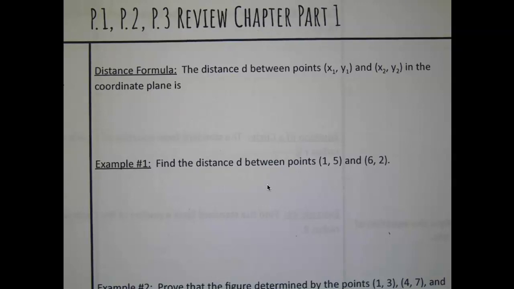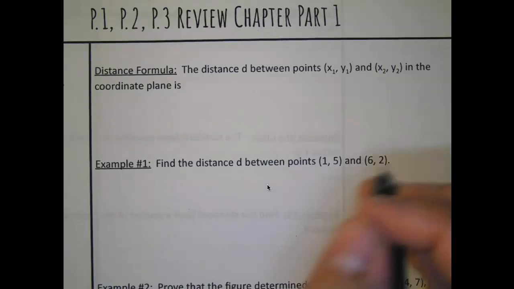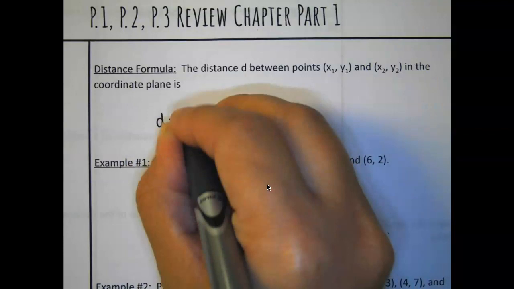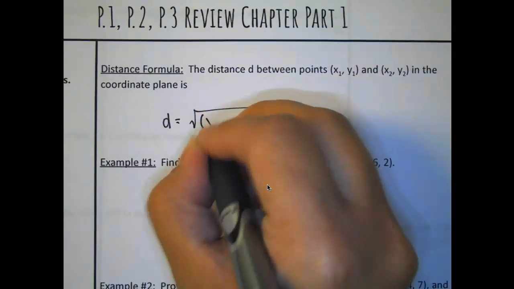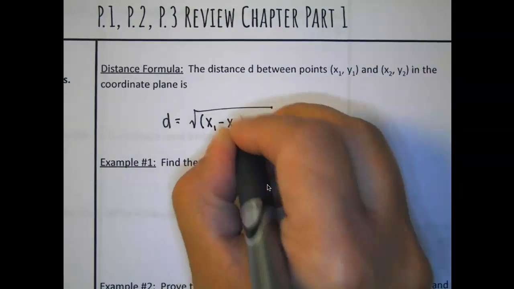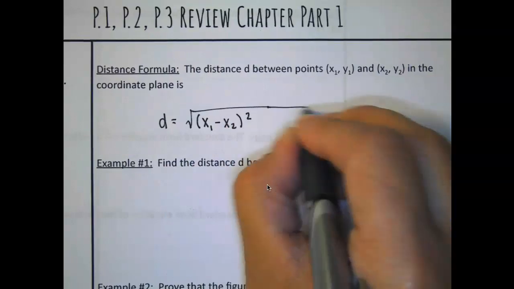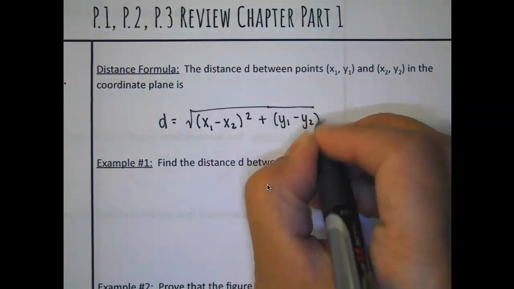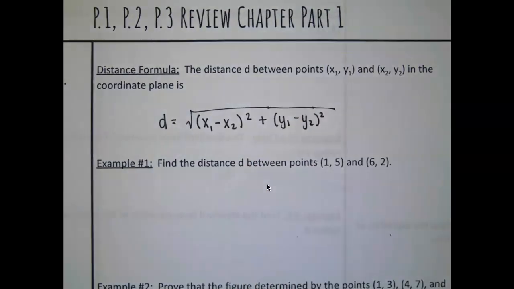So the distance formula: the distance d between 2 points, (x1, y1) and (x2, y2), in the coordinate plane is d equals the square root of (x1 minus x2) squared plus (y1 minus y2) squared. Whether it's x2 minus x1 or x1 minus x2 doesn't really matter, because in the end you just square it.